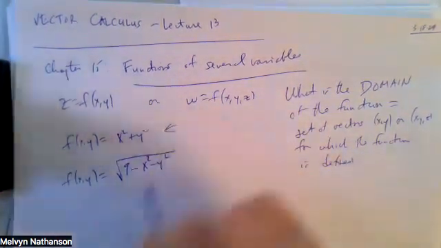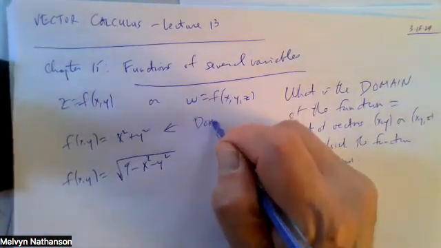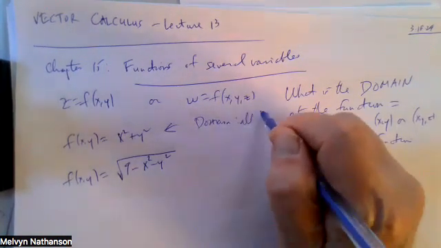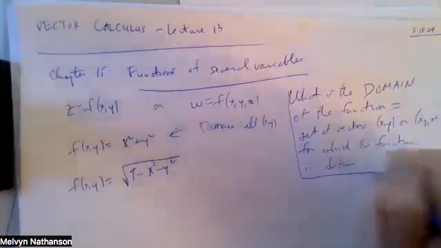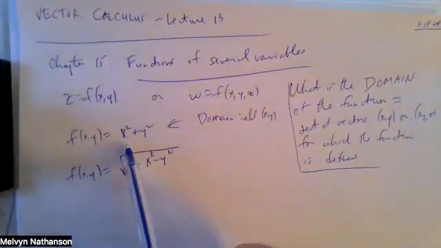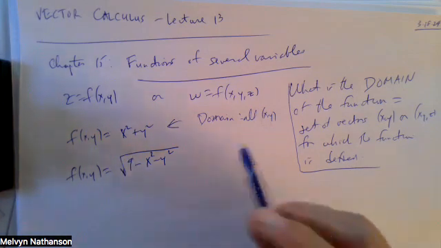Now, for the function f of x, y equals x squared plus y squared, the domain is all vectors x, y. Right? Because for any pair of numbers x and y, you can compute x squared plus y squared.